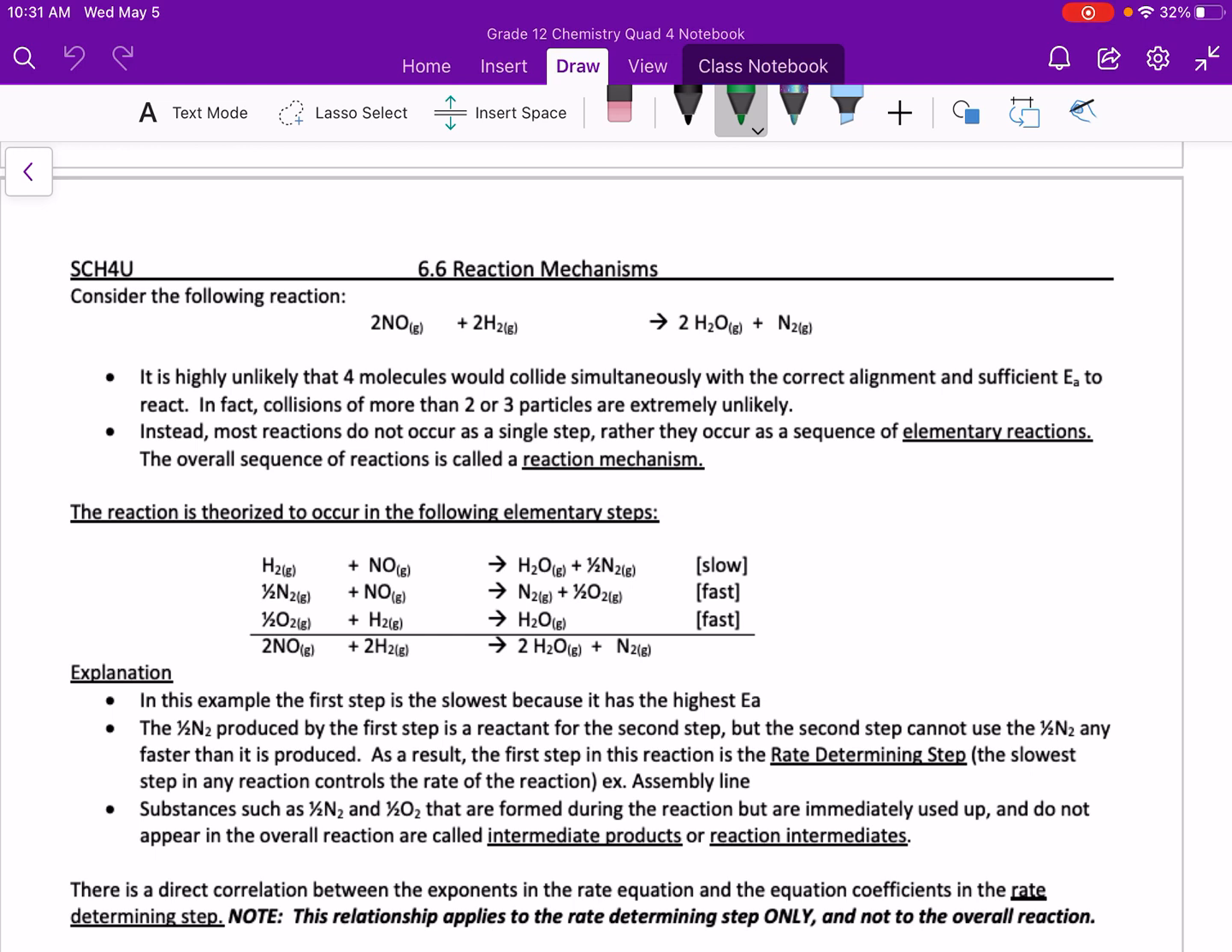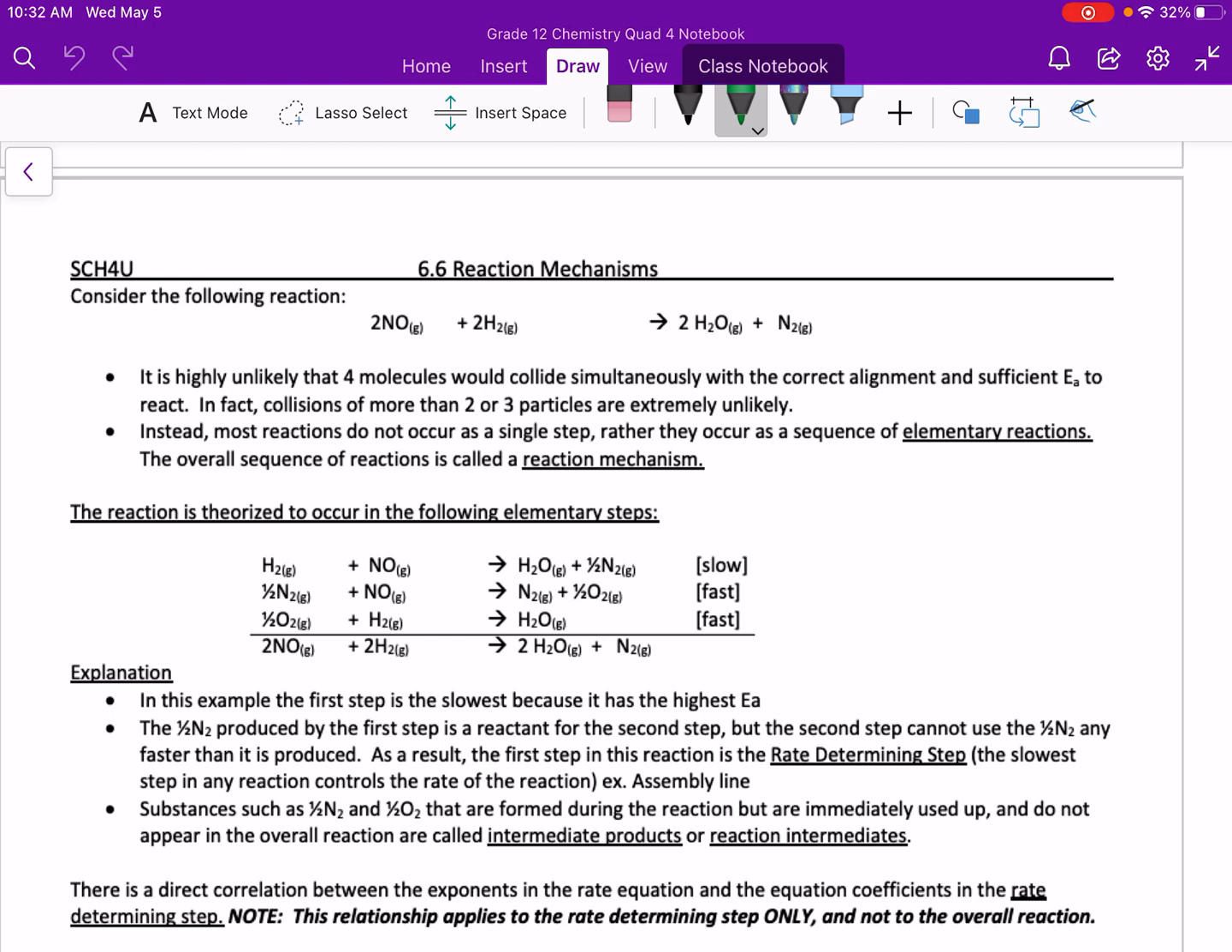In fact, collisions of 2 or 3 particles are extremely unlikely. Instead, most reactions do not occur as a single step, rather as a sequence of elementary reactions. The overall sequence of reactions is called a reaction mechanism. So here, we're given the following elementary steps.